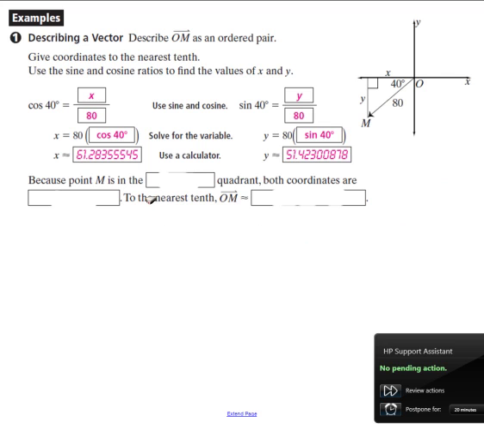So if we're looking at the x and y, since this is to the left of the origin, then it's in the third quadrant, so both coordinates are going to be negative. This is to the left of the origin. This is below the origin. So to the nearest tenth, which is what they told us in the directions, ⟨-61.3, -51.4⟩. And again, notice these brackets as opposed to parentheses whenever you're writing a vector. That's how we know that this is a vector and not just a point on a graph.